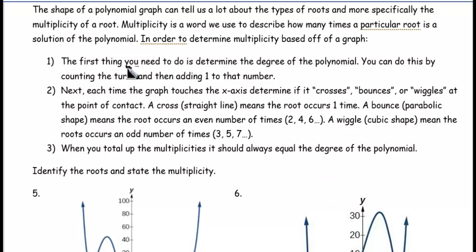When you're looking at where the graph crosses or touches the x-axis, I want you to determine if the graph crosses, bounces, or wiggles at that point of contact. A cross is going to look like a straight line. It will only occur one time. A bounce is parabolic in shape. The root will occur an even number of times if it bounces. A wiggle is cubic shape. It means the root occurs an odd number of times. When you total up these multiplicities, make sure they equal the degree of the polynomial.